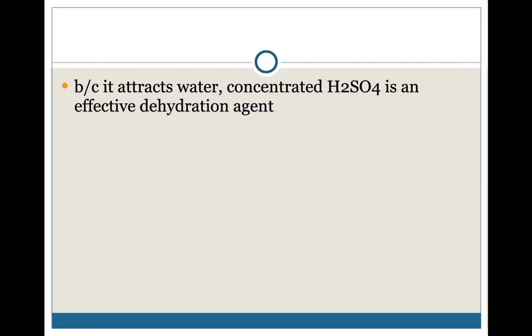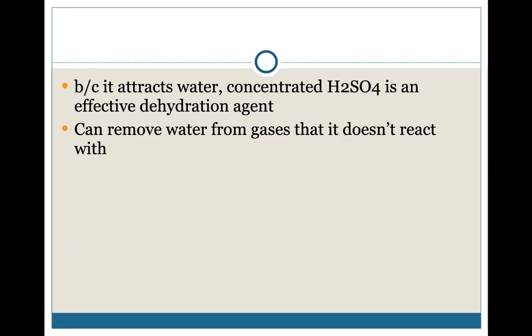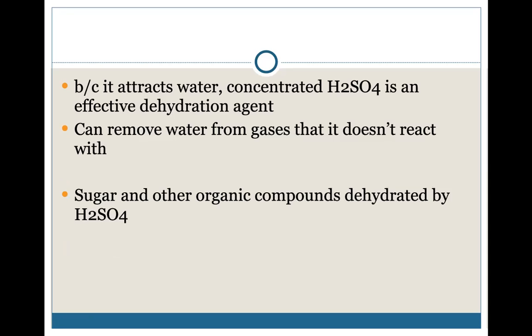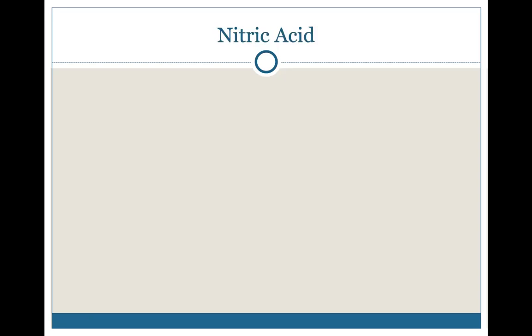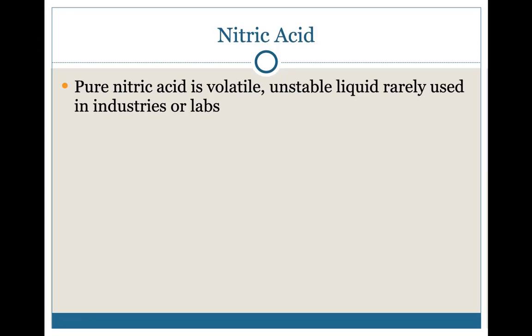Because it attracts water, concentrated sulfuric acid is also an effective dehydration agent. So it can remove water from gases that it doesn't react with. I can't really think of a situation where that would be useful, but I'm sure there are. Maybe I'll look that up and let you know later. But any process where we can't use, let's say, heat to dehydrate something, we could use sulfuric acid to do that. Okay, next is nitric acid.